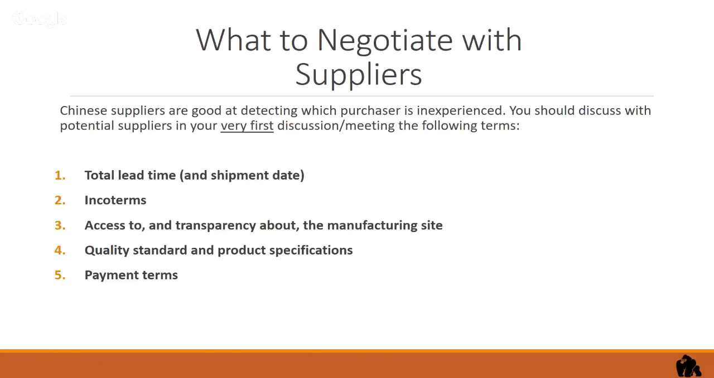Payment terms. Again, very important to understand what your payment terms are with your supplier. Generally, it's 30% down payment, and then you pay the balance after you've had your products inspected. Okay, never give them 100%. It's always a down payment to start with, i.e.